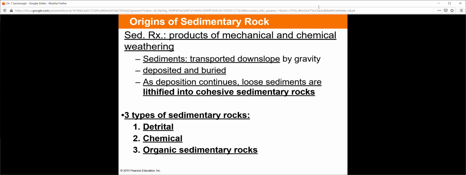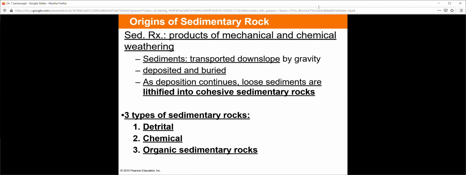Sedimentary rocks are the products of mechanical and chemical weathering, which we discussed last chapter. You can move the sediments with the erosion. You break them down with the weathering, both mechanical and chemical. And as this deposition continues to grow, as you break down old rocks, move them around, put them into places, they eventually come together, or the geology term for that is lithify. Loose sediments are lithified into cohesive sedimentary rocks. Lithification can be a somewhat complicated process, but it is not unfair to say that it is a gluing together of the rocks.